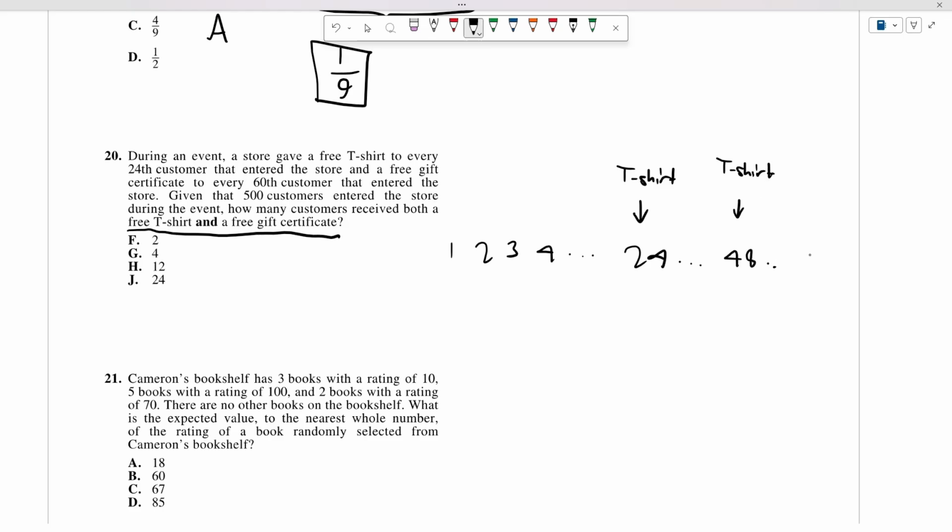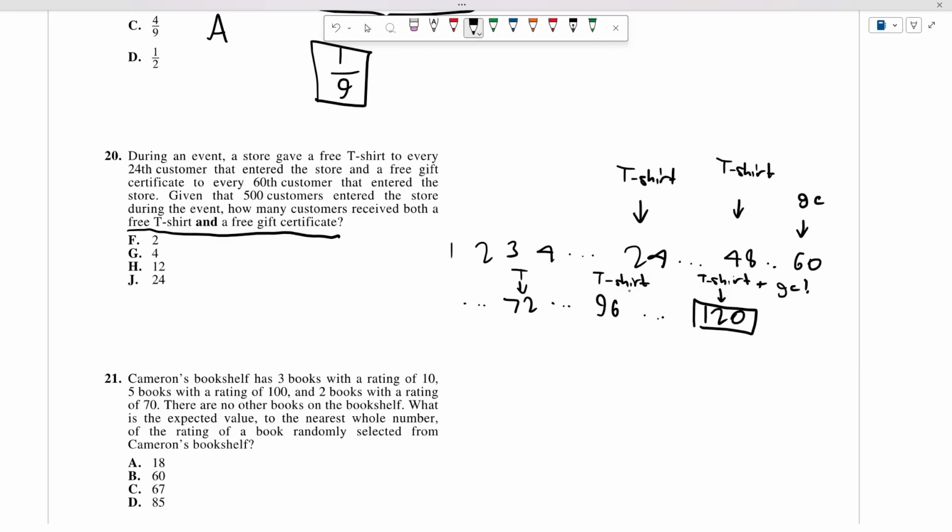And then you skip to 60. If you're 60th, you get a free gift certificate. So I'm going to say GC for this one. And then if you go to 72, you have a t-shirt. If you go to 96, you have a t-shirt. And then if you go to 120, you'll get a t-shirt and a gift certificate. Okay. So the 120th person is the first person to get both prizes.